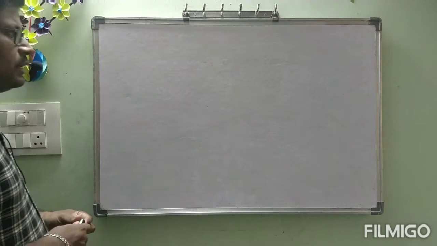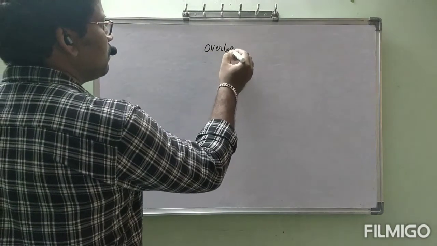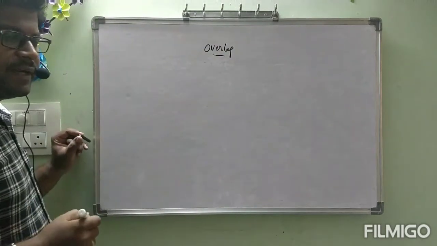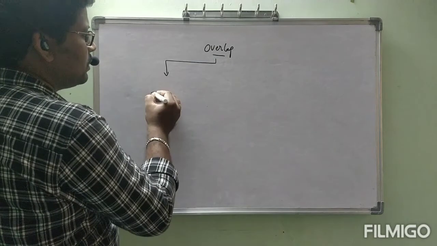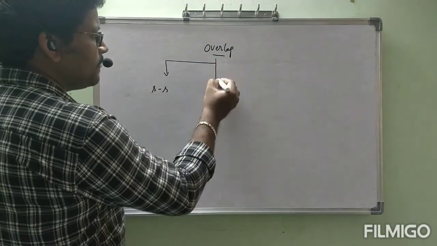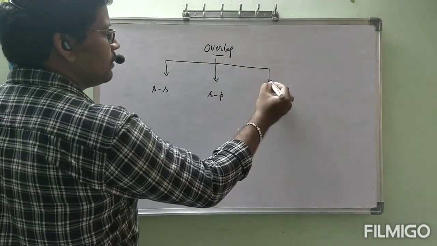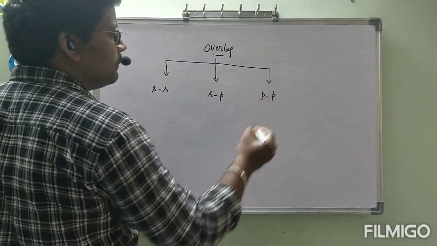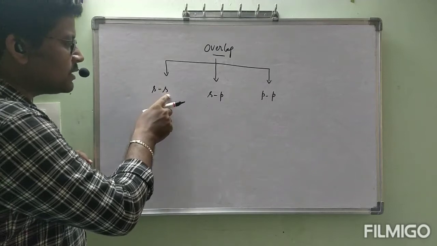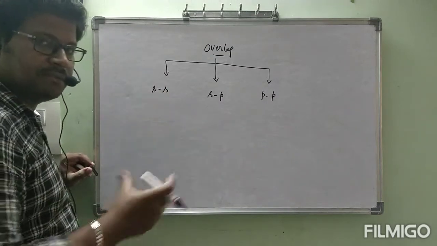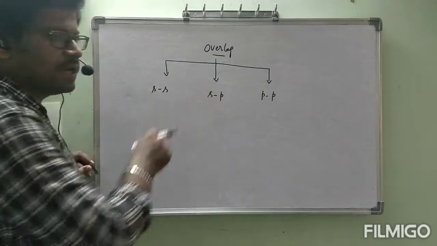Generally we find three types of overlap: SS overlapping, SP overlapping, PP overlapping. When one s orbital of one atom and another s orbital of another atom are overlapped, meaning combined to form a bond, that is called SS overlapping.